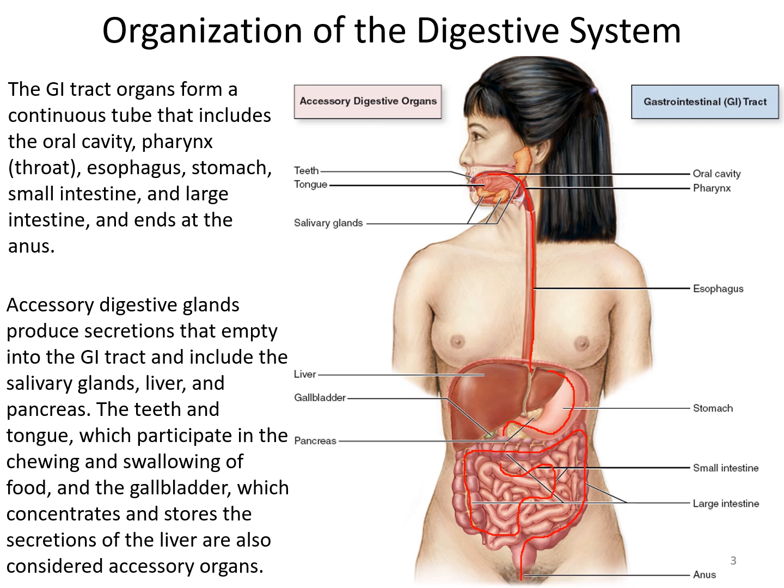Then you've got other structures that aren't necessarily accessory glands, your teeth and your tongue, your gallbladder, things like that, that have to do with assisting in digestion, but they're not part of the GI tract.